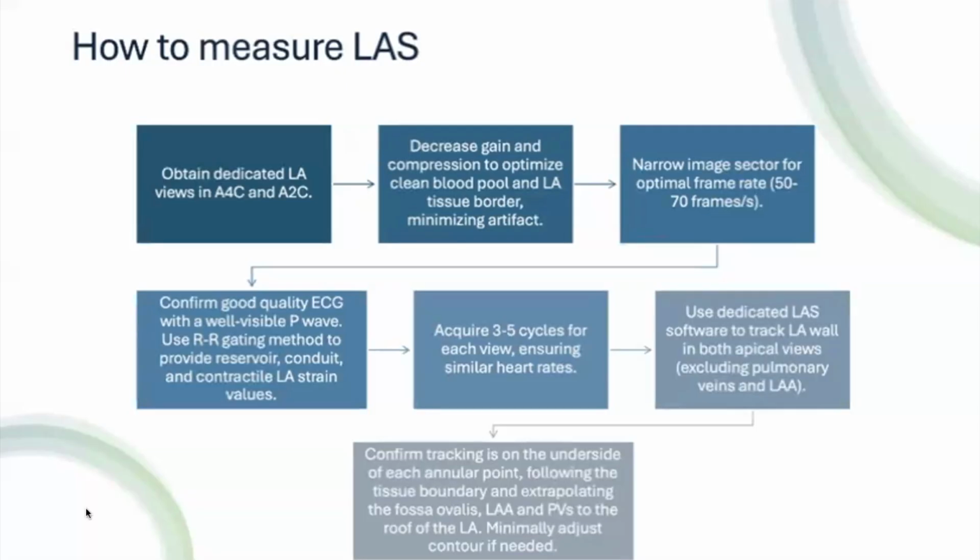And make sure that your ECG, which is probably particularly important for strain, not only has the leads on, but you have the best lead possible to be able to view the P wave if they are in sinus rhythm and map out the strain over the cardiac cycle. Capture about 3 to 5 beats that are relatively similar in heart rate, and then use your tracking software to produce your strain analysis.